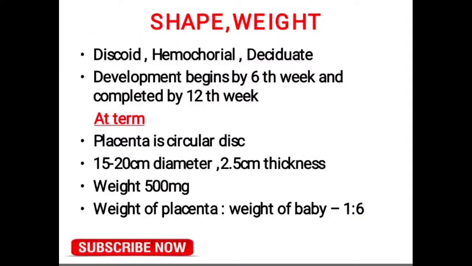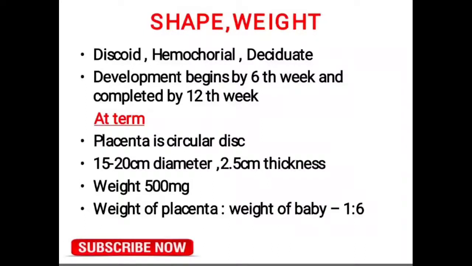First, we will discuss the shape and weight of the placenta. The shape of the placenta is discoid, hemochorial, or deciduate. Discoid means shaped like a disc. Placenta development starts by the 6th week and is completed by the 12th week of gestation. That is the development of the placenta.